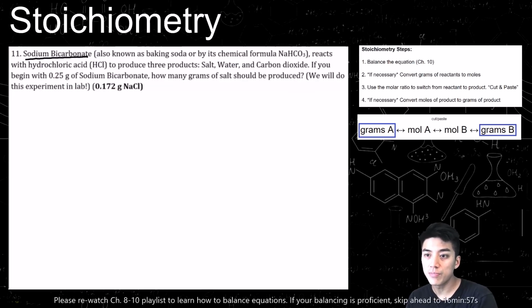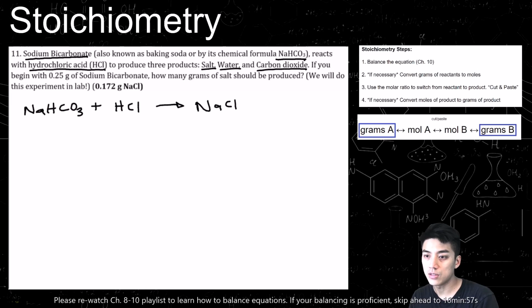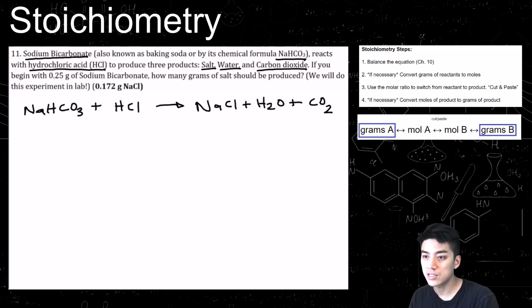Number 11, sodium bicarbonate. This is also baking soda. It reacts with hydrochloric acid to produce 3 products: salt, water, and carbon dioxide. We want to figure out how many grams of salt will be made from baking soda in this problem. So first we need a balanced equation like always. NaHCO3, that's baking soda's formula, plus HCl, that's hydrochloric acid, yields salt, NaCl, water, H2O, and carbon dioxide, CO2. And by the way, it's balanced already, so everything is actually just a coefficient of 1.